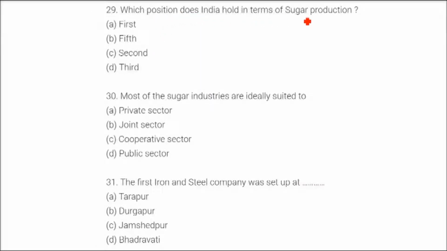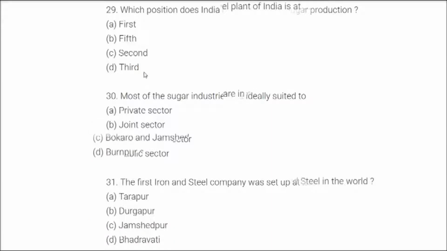Which position does India hold in terms of sugar production? And we are second after Brazil. Most of the sugar industries are ideally suited to the cooperative sector, Sahkari, cooperative sector. The first iron and steel company was set up at Jamshedpur. The name is Jamshedji Tata, that is why Jamshedpur.